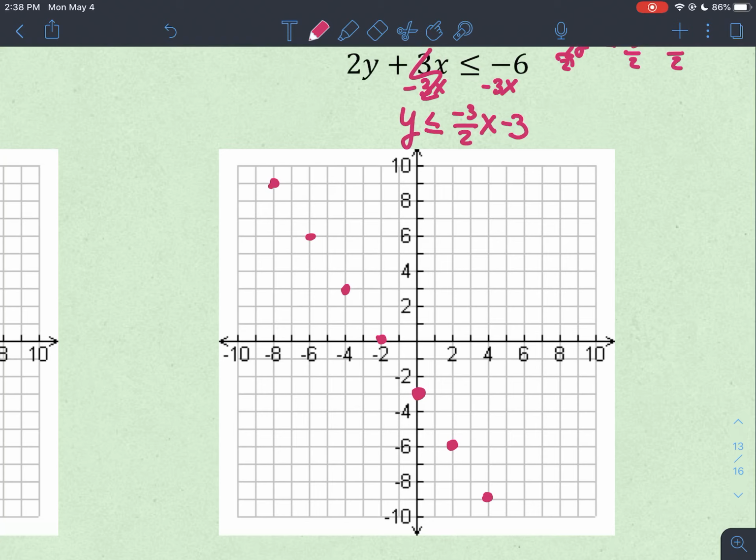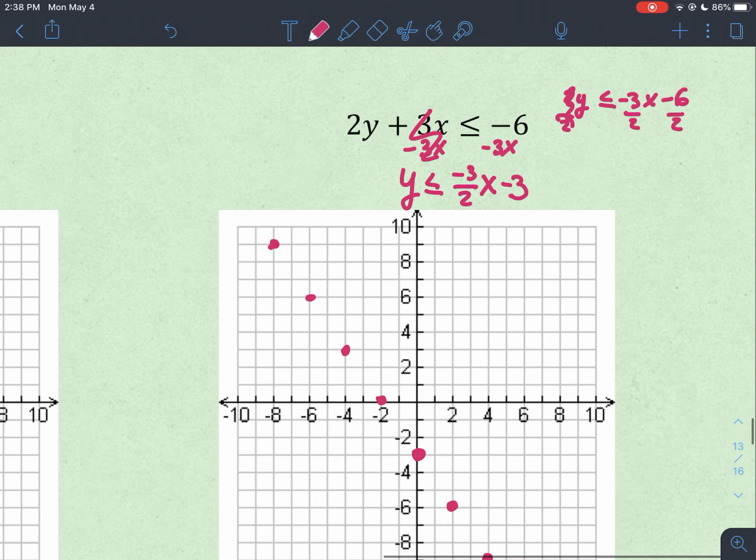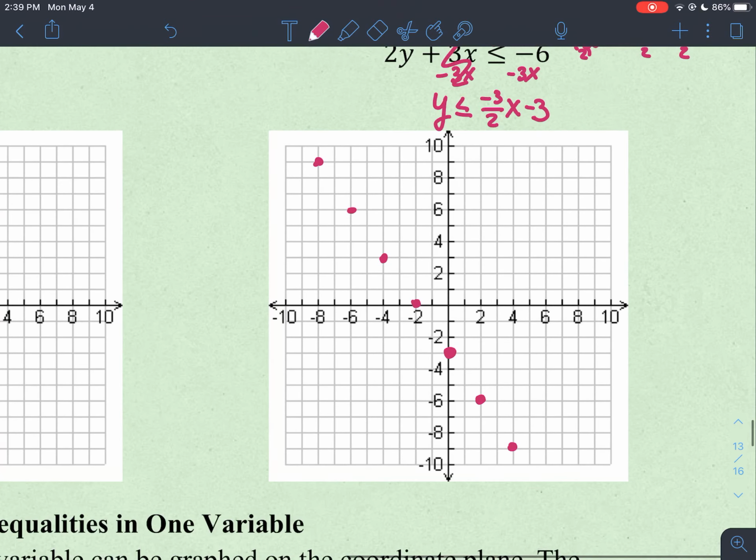So once again, as we've done all along here, you're going to notice that these are falling in a line. Take a look at what you have. This is a less than or equal to. So what you have is a solid line that goes through all those points.